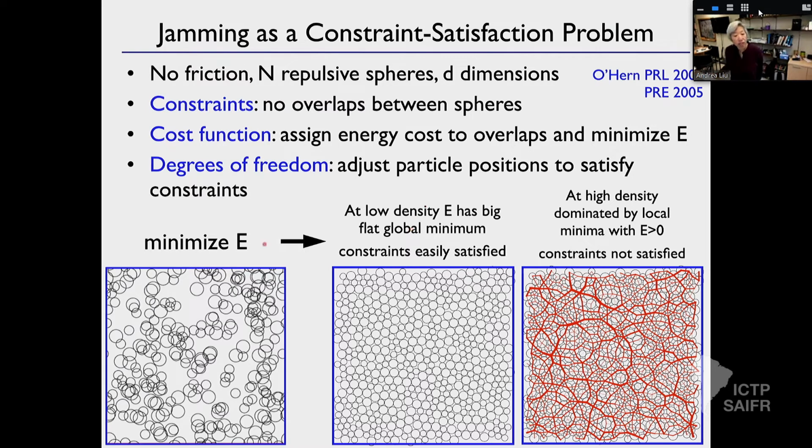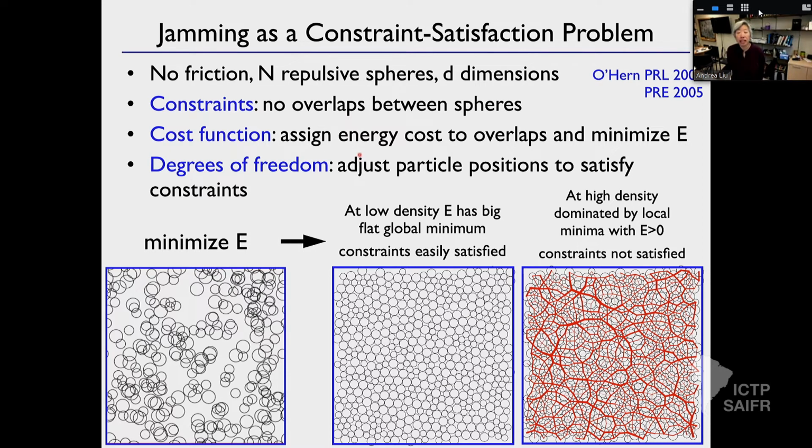And then what you do is you start with some configuration and you minimize the energy because you want to look at the system at zero temperature. Okay, and if you're at a low enough density, none of the particles overlap. But if you're at too high of a density, you get unavoidable overlaps between the particles. And this red network is the network of repulsive forces in the system that are pushing the particles apart. Okay, so it's a network of contacts.